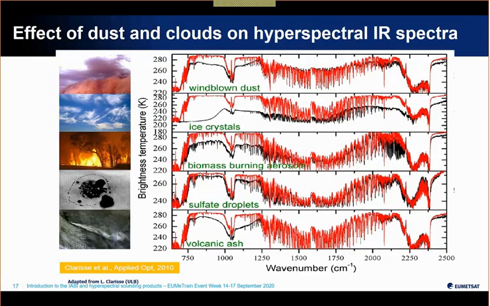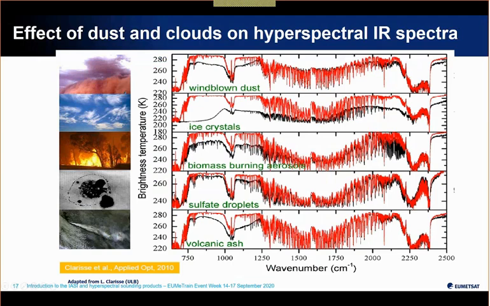Another example of what we can discriminate with the IASI spectrum is different types of clouds and dust particles. You have in red here clear sky or clean spectra, and in black the corresponding spectrum for the different clouds or dust particles here.